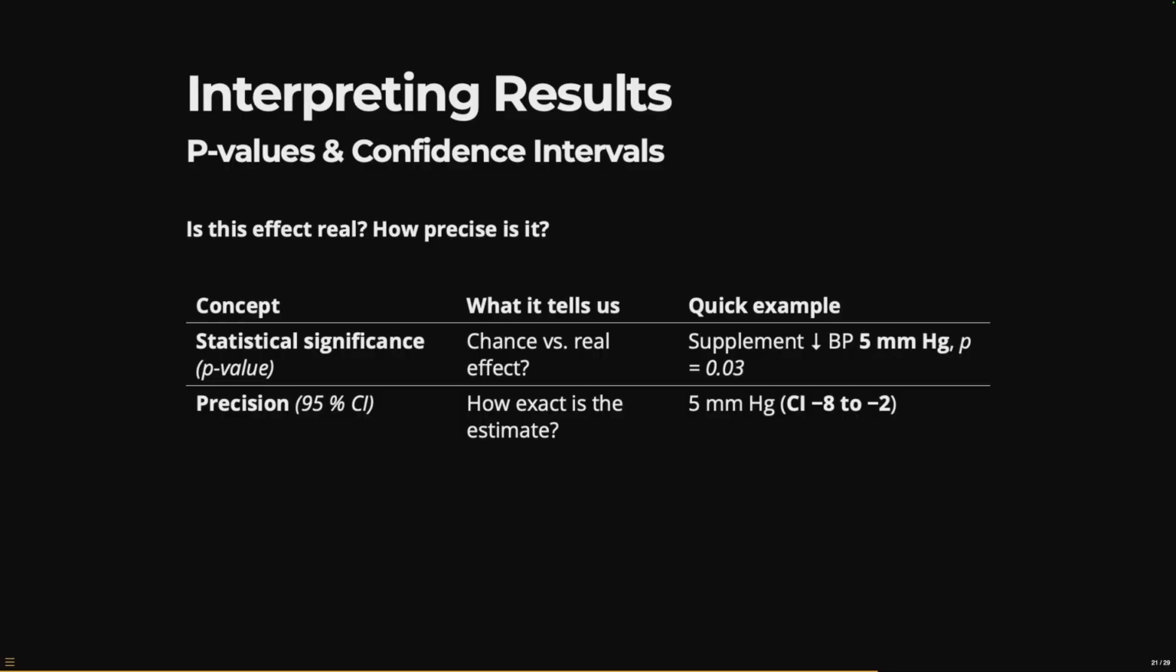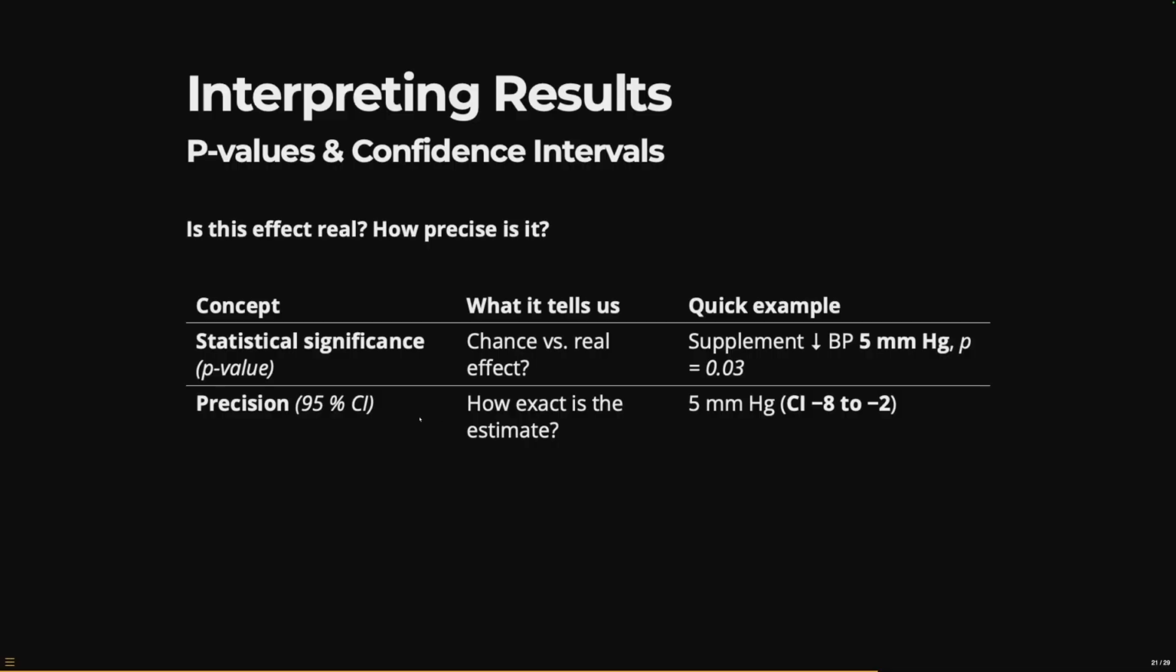Okay, so I've got this short table, only about two concepts here: statistical significance and precision. Statistical significance is just looking at the p-value, and we're basically looking at, is this result due to chance versus a real effect? So the example here is, the supplement reduces blood pressure by 5 millimeters of mercury with a p-value of 0.03. You will always see a p-value or confidence interval with those metrics that we talked about.